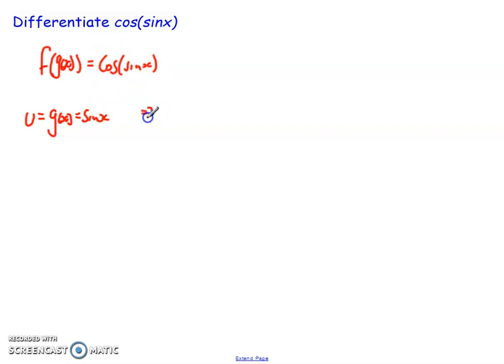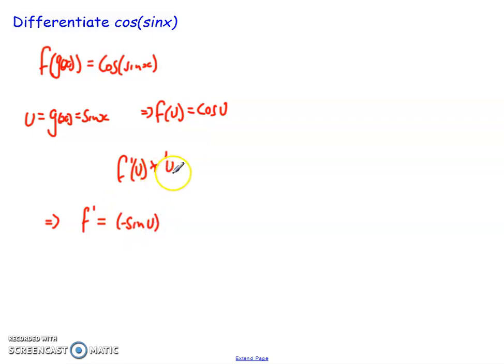Because then, what I can do is rewrite it as f of u equals cos of u. And then what I've got to do is f dashed of u times the derivative u dashed. So then, my big derivative f dashed is going to equal the derivative of f with respect to u, so f dashed of cos u, which is negative sine u, times the derivative of the u. Now my u is sine x, so in this case that's going to be times cos x.